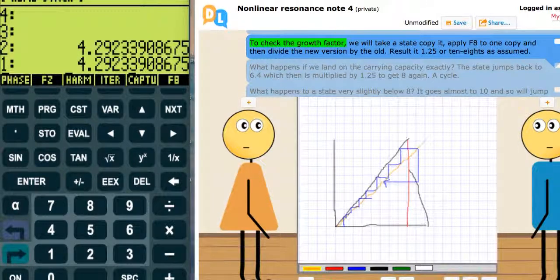To check the growth factor, we will take a state, copy it, apply f8 to one copy, and then divide the new version by the old. The result is 1.25 or 10/8, as assumed.